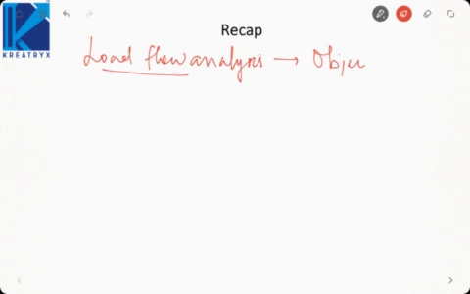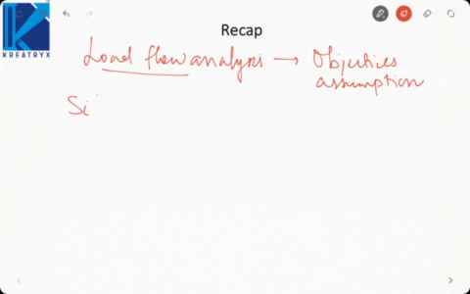Hi guys, in the last lecture we started with the concept of load flow analysis. There we saw what is meant by load flow analysis, what were the objectives and assumptions of the load flow analysis. Then we analyzed the real and the reactive power injected at each bus.